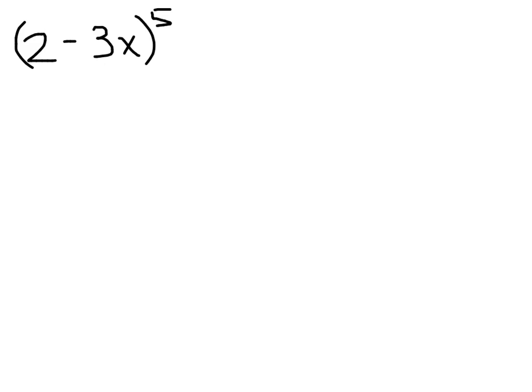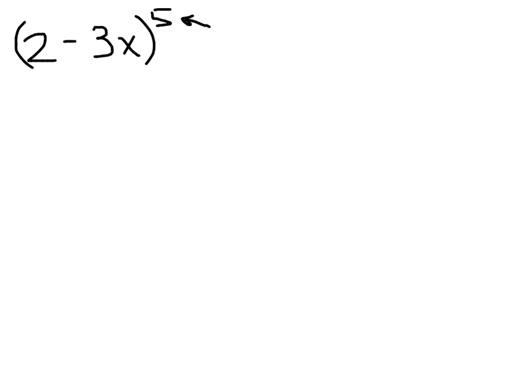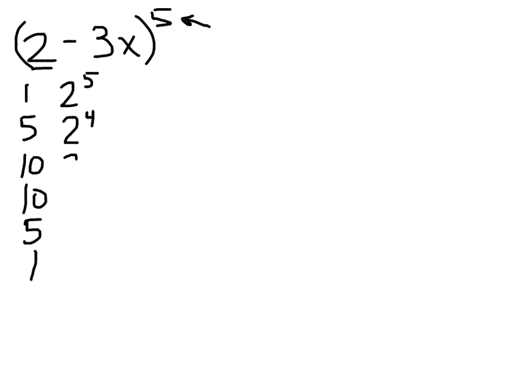Okay, so first of all, what I notice is the exponent is 5, so I'm going to go to the one that has a 5 in the second number, which, if I go back a couple slides, was this line right here, which is 1, 5, 10, 10, 5, and 1. The first term in this column is 2, so I'm going to take 2 to the 5th, 2 to the 4th, 2 to the 3rd, 2 squared, 2 to the 1st, and 2 to the 0.